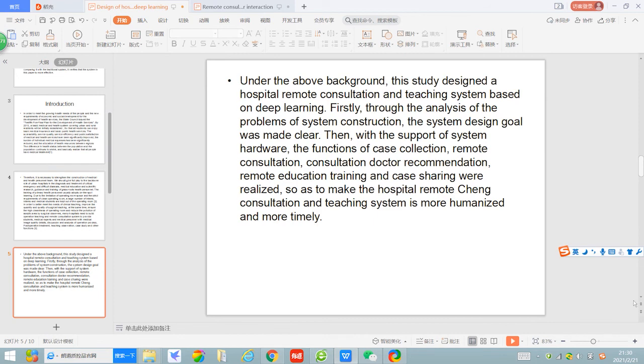Given the above background, this study designed a hospital remote consultation and teaching system based on deep learning. Firstly, through the analysis of the problems of system construction, the system design goal was made clear. Then, with the support of system hardware, the functions of case collection, remote consultation, doctor recommendation, remote education training and case sharing were realized so as to make the hospital remote consultation and teaching system more humanized and more timely.